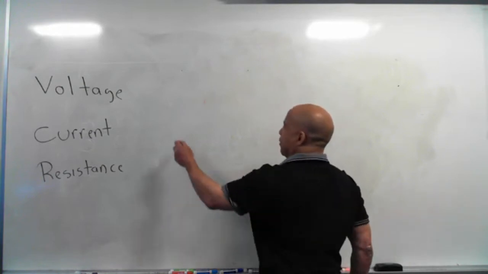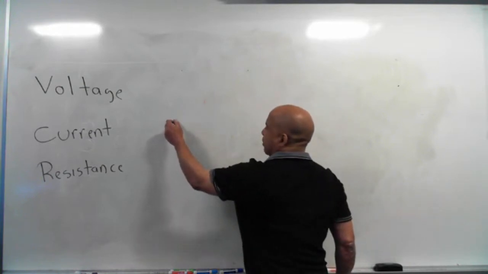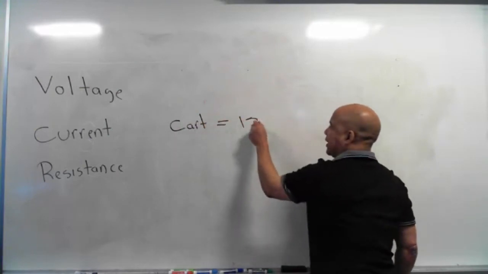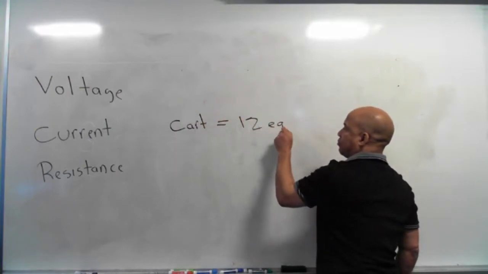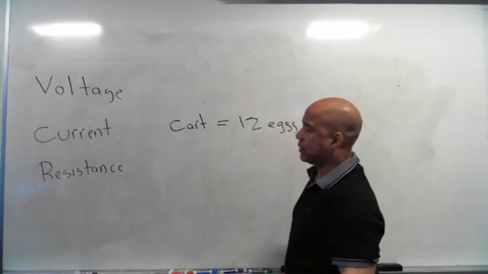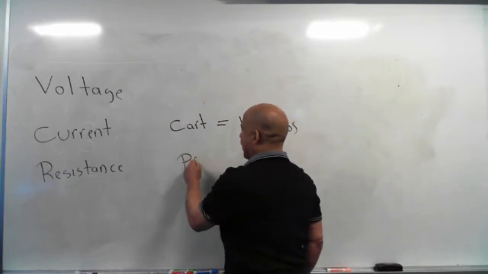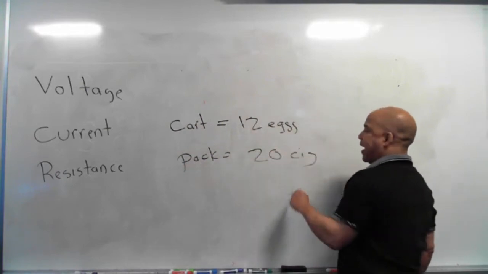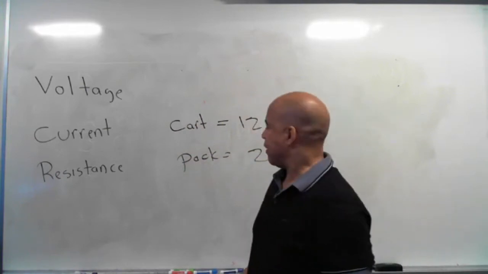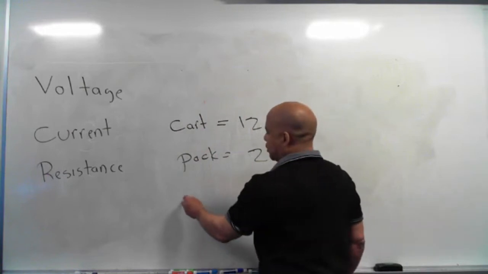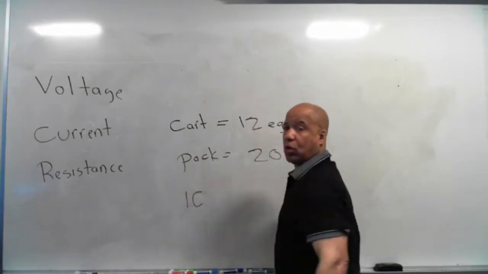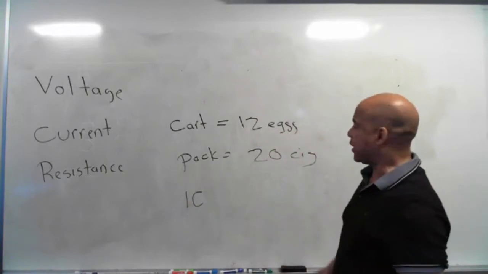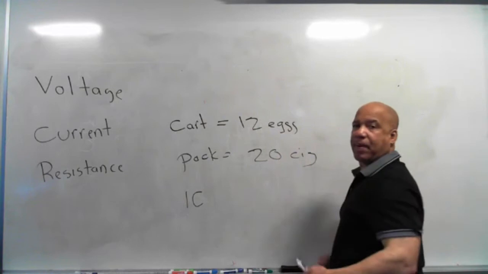We said that when you buy a carton of eggs, there are 12 eggs in that carton. You buy eggs by the dozen. When you buy a pack of cigarettes, there's 20 cigarettes in that pack. You buy cigarettes by the pack. Well, when you have electrons, you package electrons in something called coulombs. And if you have 12 eggs, you have a carton or a dozen eggs. If you have 20 cigarettes, you have a pack of cigarettes.